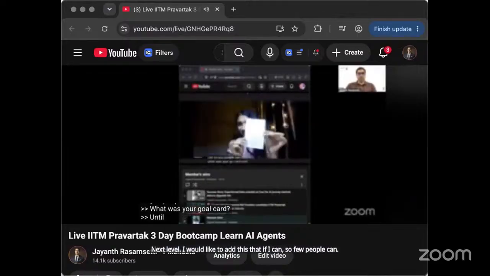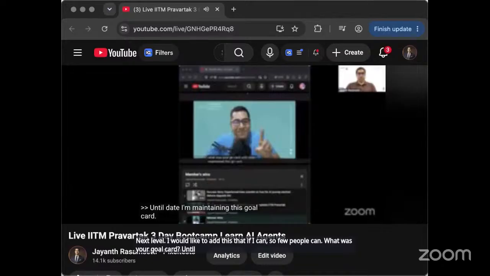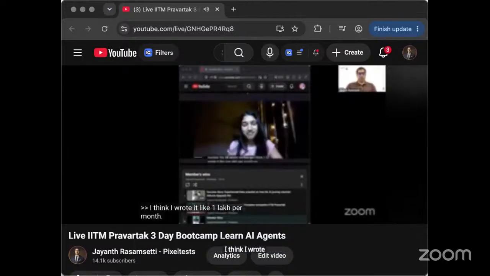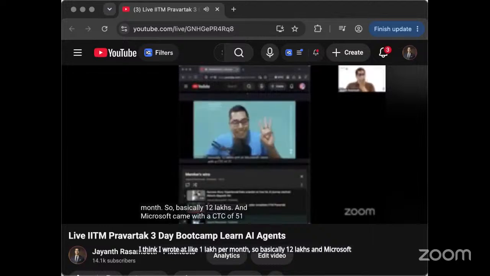What was your goal card? And till date, I maintain this goal card. What was the number Samiksha wrote on that goal card? I think I wrote something like 1 lakh per month, so basically 12 lakhs. And Microsoft came with a CTC of 51 lakhs.